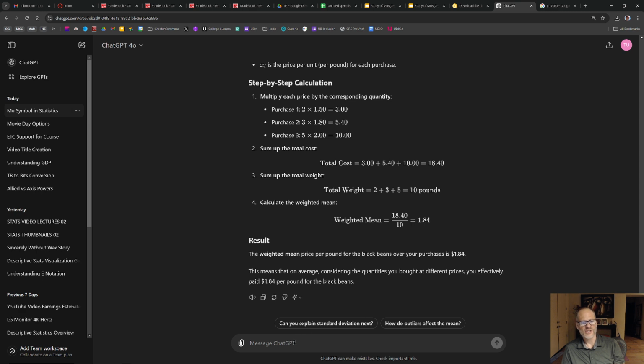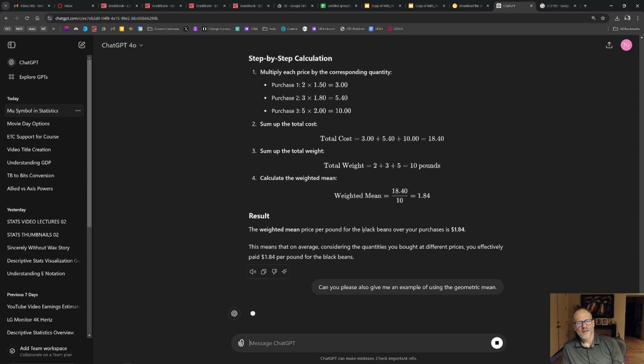And then we also have the geometric mean. And the geometric mean is for data that compounds over time. And I can say, can you please also give me an example of using the geometric mean.